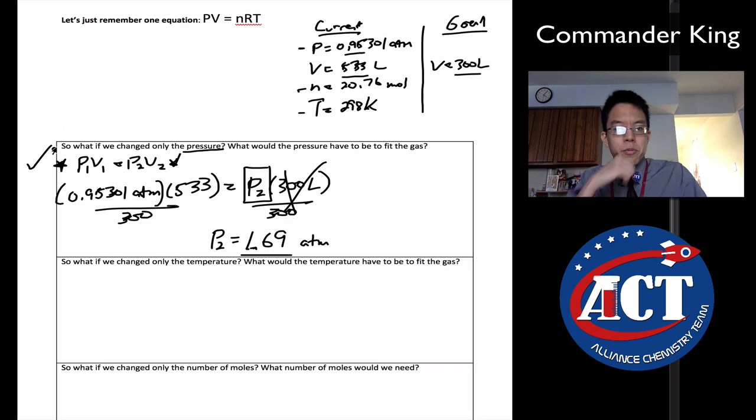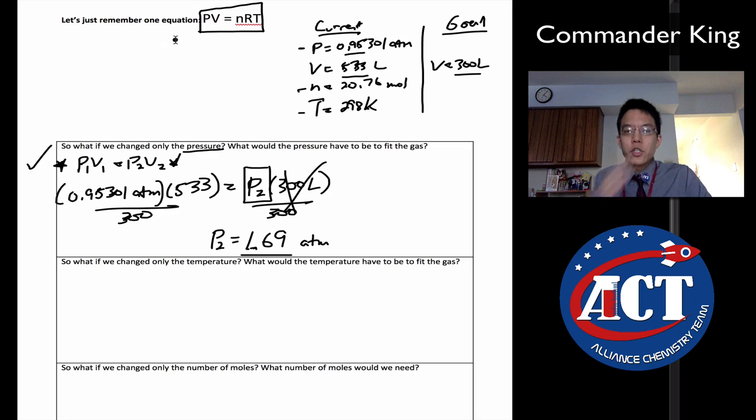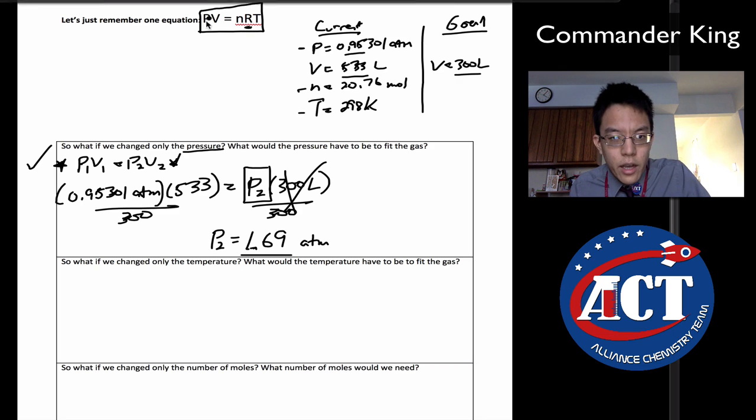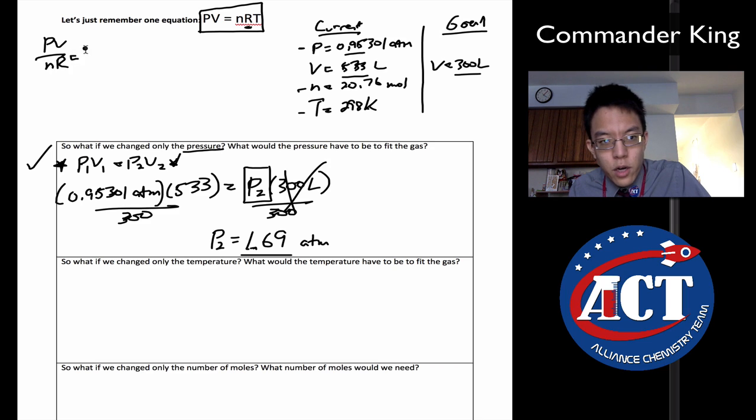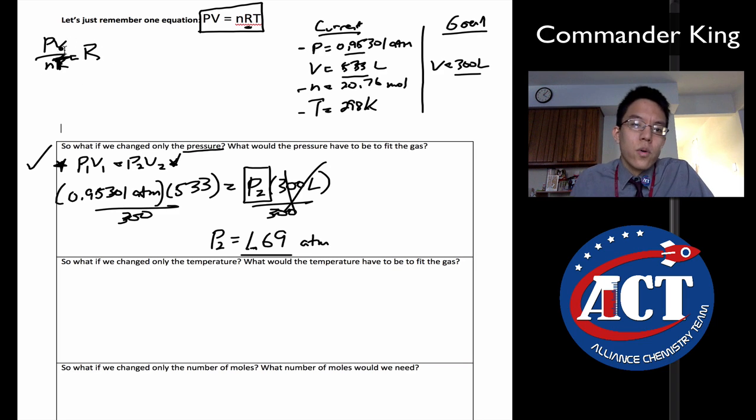But what if you don't remember the formula? Well, you should remember this one, and that's the only formula you actually need to remember, because you can derive this from this equation. What you need to do when you have this equation is your before and after are going to equal a constant R. So I can rearrange this equation around the constant R. PV over NT equals R. Because I know that if I do this, it's got to equal R. That's what the equation is telling me. I just divided both sides by NT.